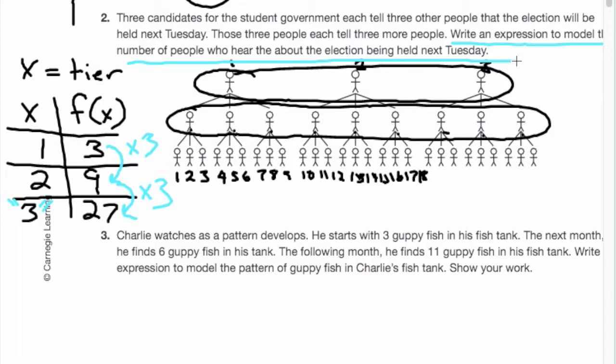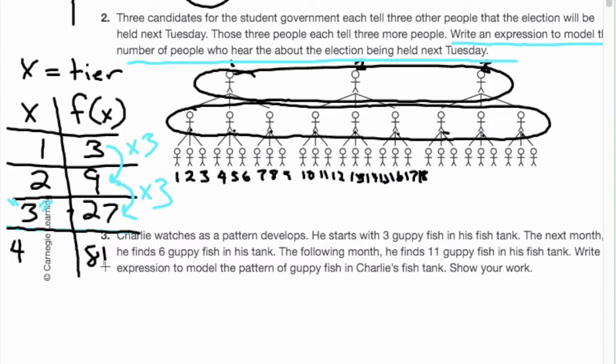So now if those 27 people meet and tell 3 people about the election, what will the next number be? In other words, tier 4 would be what? 27 times 3. What's 27 times 3? Somebody said 81, right? So it's 81.